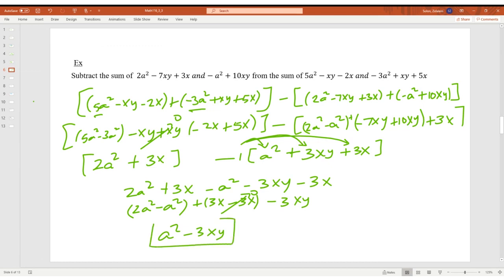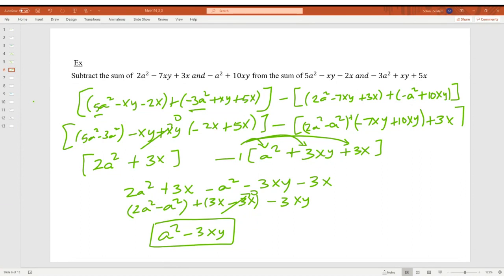Okay, so correct your answers. A squared, so you got a plus 3xy, it should be minus 3xy, and the 3x will be cancelled out. Okay, any question on this example? So basically, you have to follow order of operation. The expression inside the first bracket should be simplified, and the expression inside the second bracket will be simplified. Once they are simplified, you just subtract. If you have any question, let me know, and we'll move to the next example.